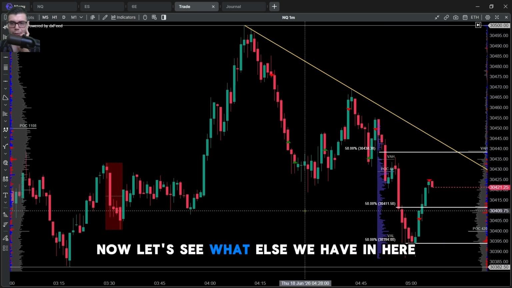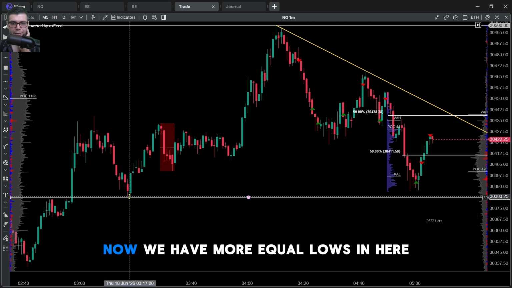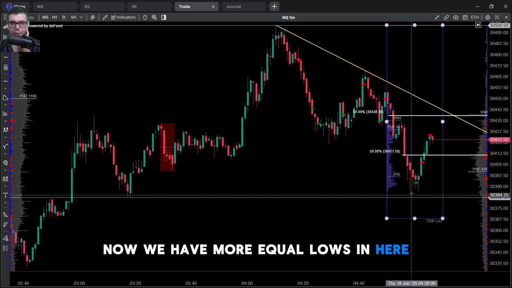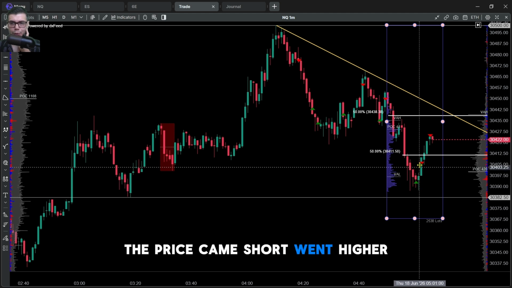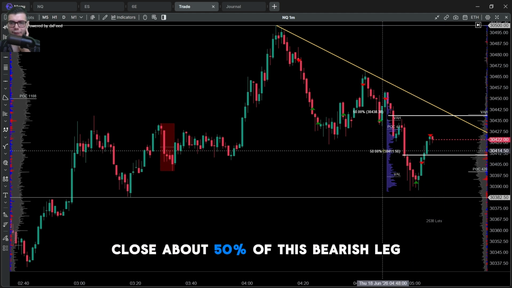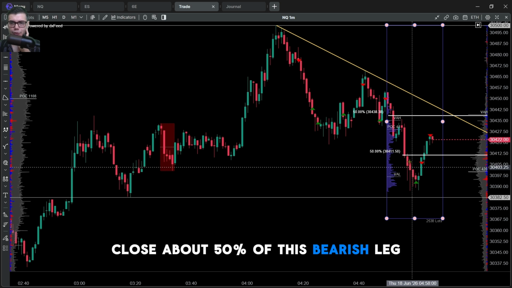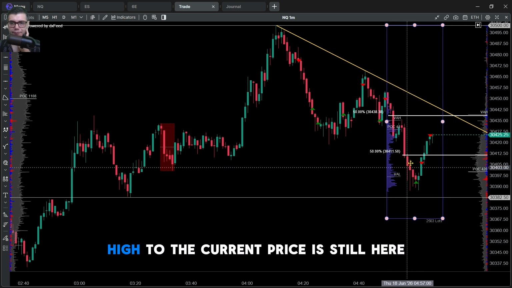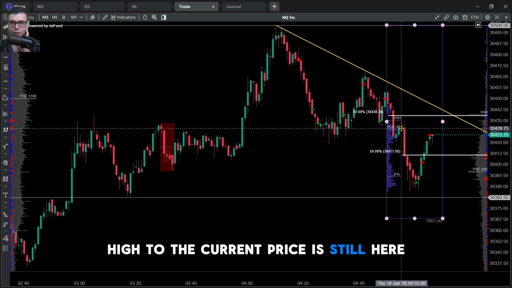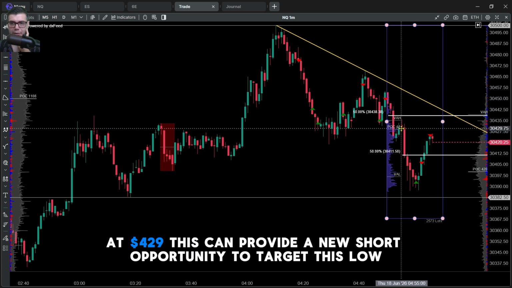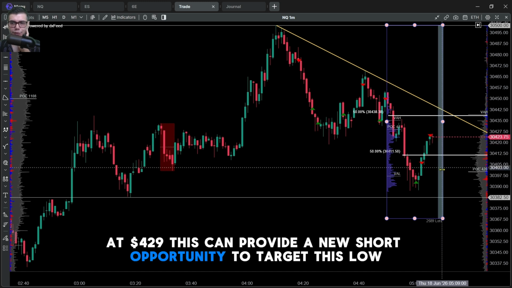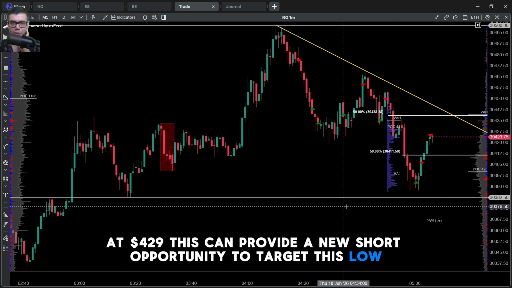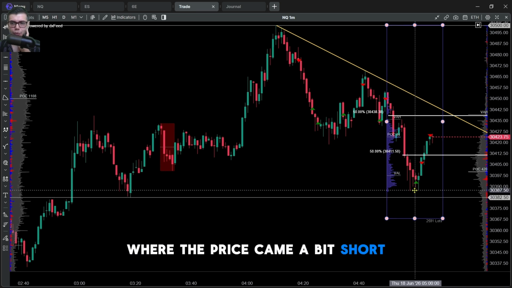Now, let's see what else we have in here. Now we have more equal lows in here. The price came short, went higher, closed above 50% of this bearish leg. The point of control from this pivot high to the current price is still here at $429. This can provide a new short opportunity to target this low where the price came a bit short.